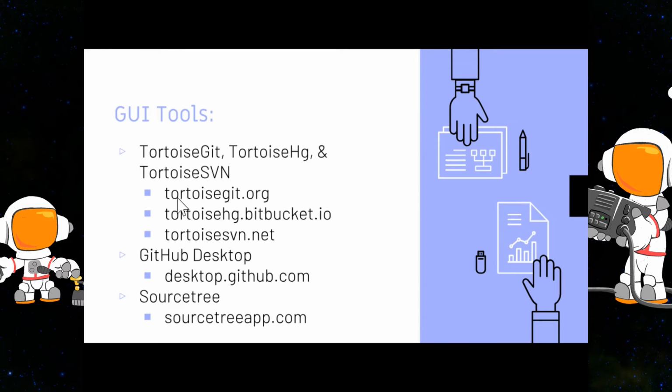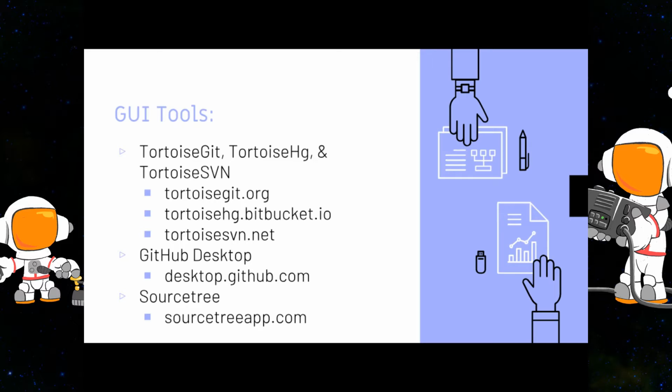You can get these clients at tortoisegit.org, tortoisehg.bitbucket.io, and tortoisesvn.net. Again, it is going to be the repository that makes you decide what client you want to use, so keep that in mind.